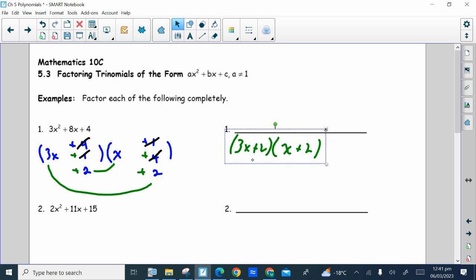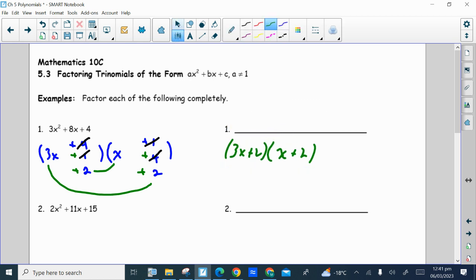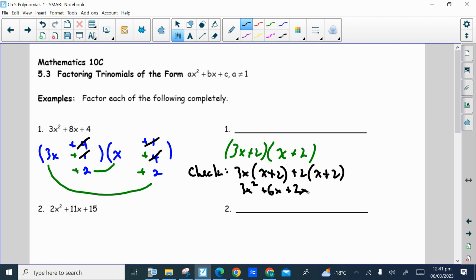What we've been doing is we've been checking by multiplying. So let's do that. Let's actually check these. So here's our check. Using distributive property will be 3x bracket x plus 2, and then positive 2 bracket x plus 2. 3x times x is our 3x squared. 3x times 2 is our positive 6x. 2 times x is positive 2x, and 2 times 2 is 4.